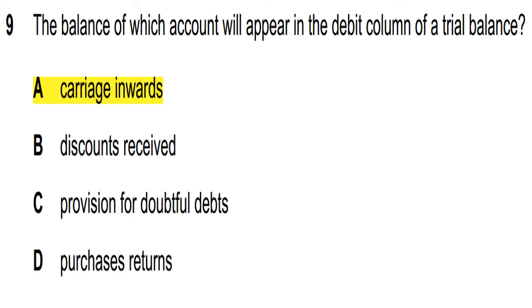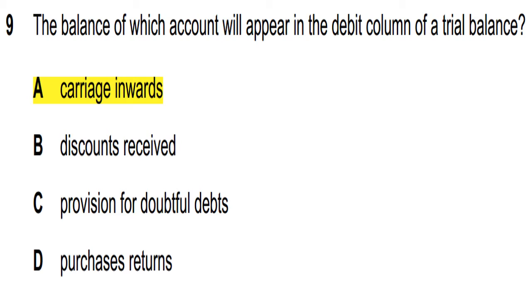And number 9: the balance of which account will appear in the debit column of the trial balance? The correct option will be A, carriage inwards. Discount received is credit because this is income.